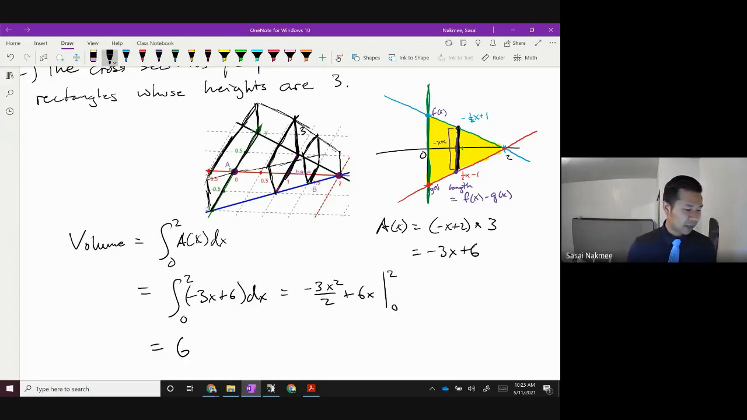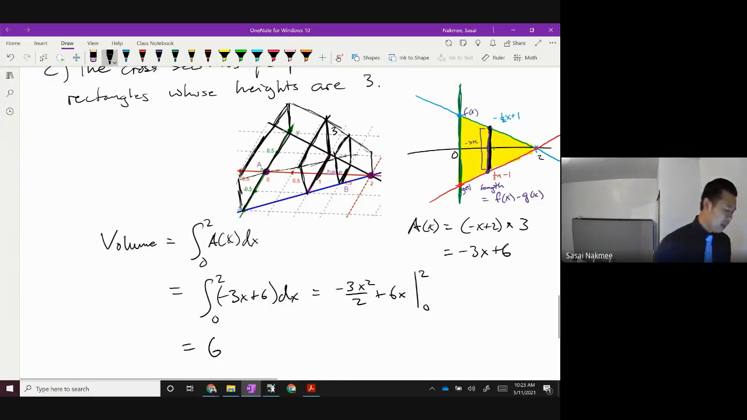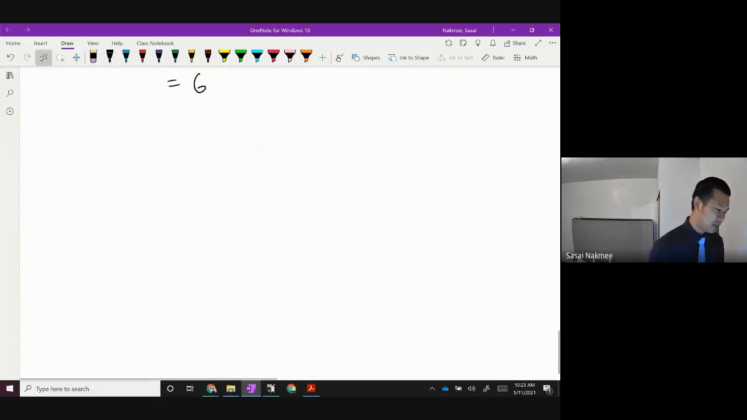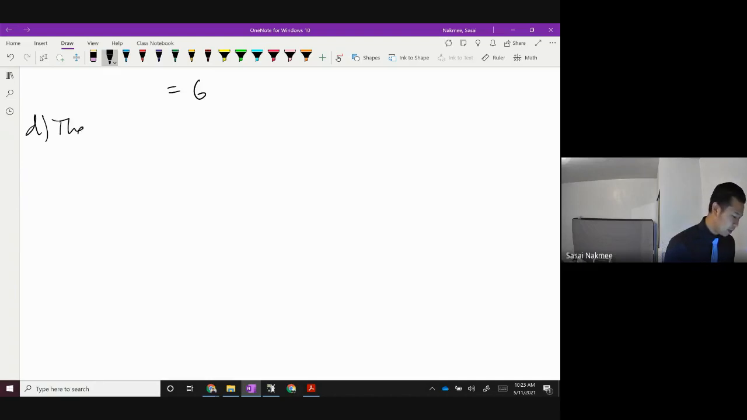If the cross sections are rectangles, I'm going to show you one last one. Let me show you this one. So this last one for this particular example. Let's label this example D. Let's say the cross sections.